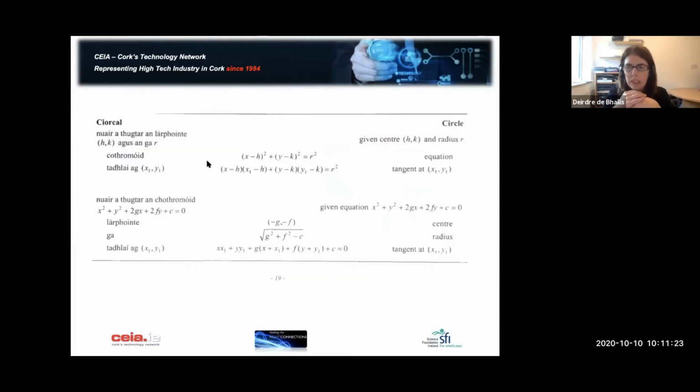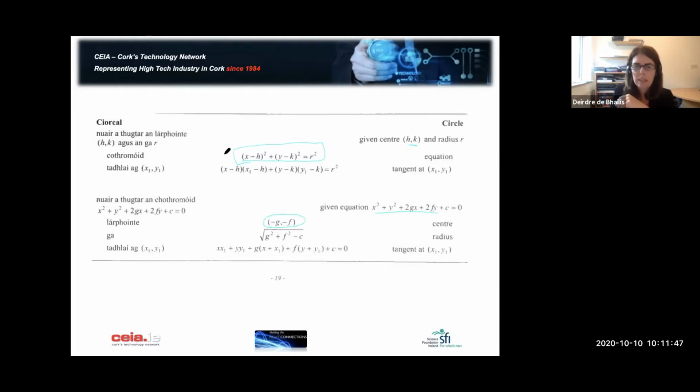So when you look at page 19 of your mathematical tables, you're given two equations for the circle. This one here, which we derived using Pythagoras, with the center h, k. Now what you have as well is you have another version of the circle, but this time the center is at minus g, minus f.